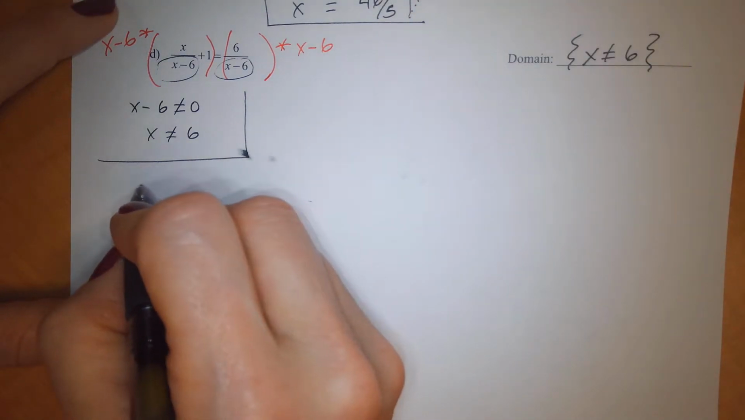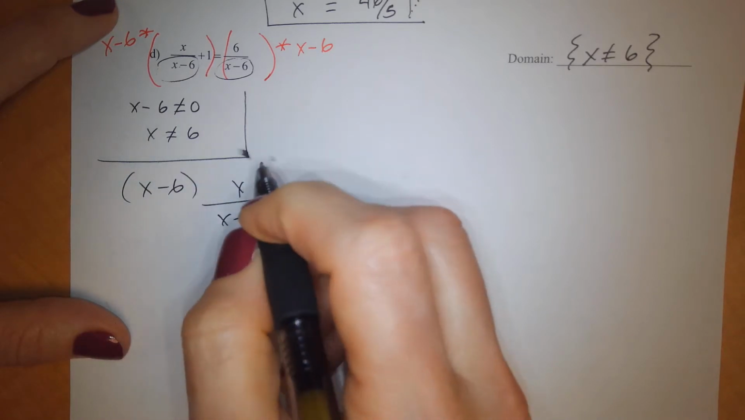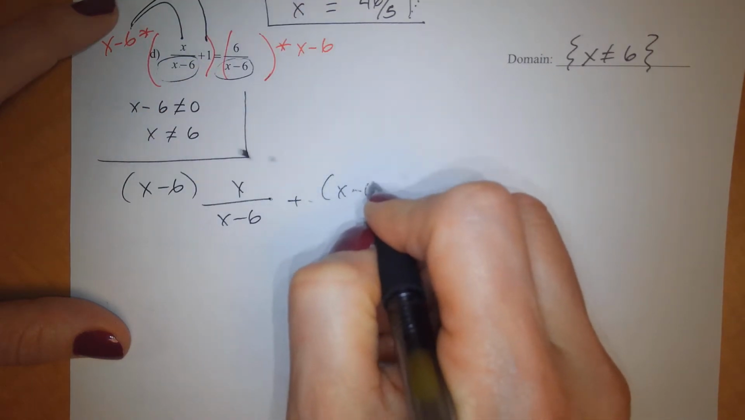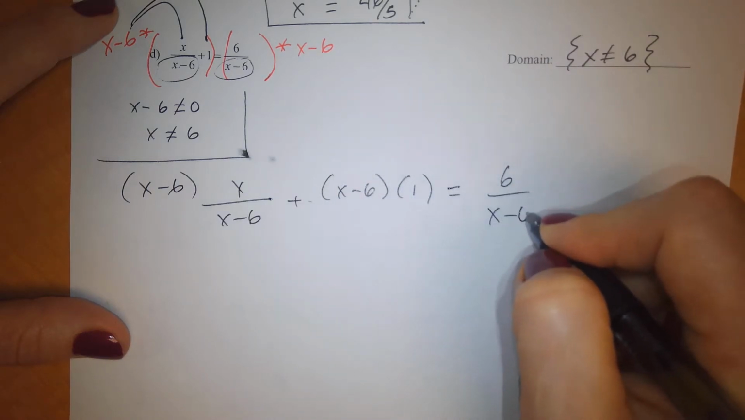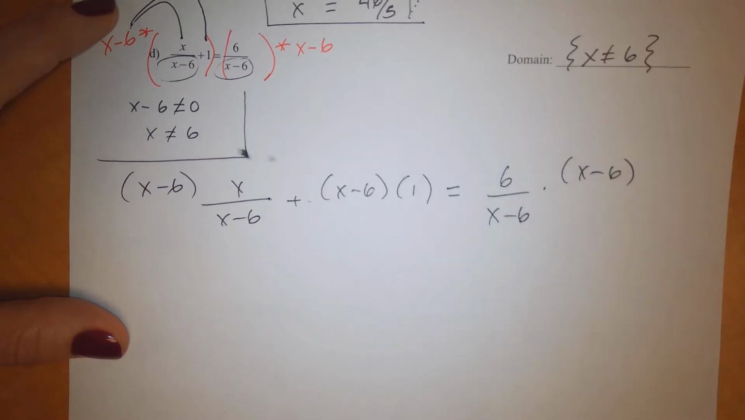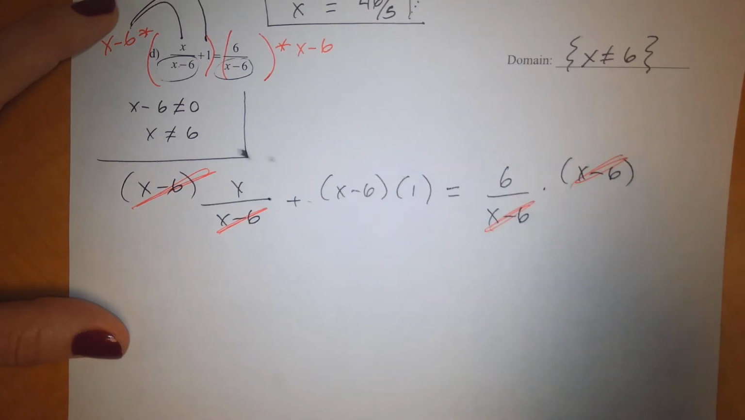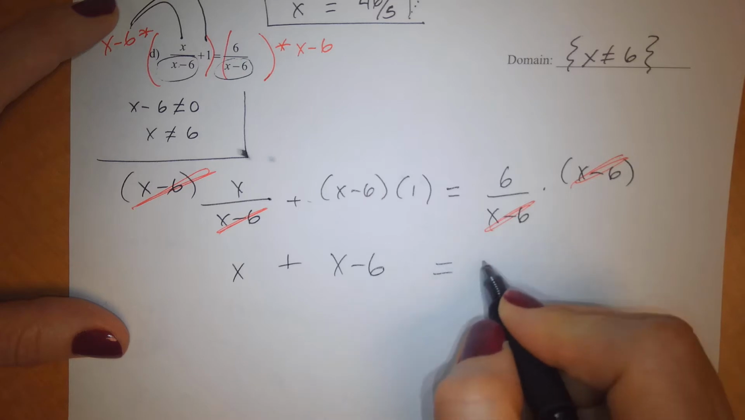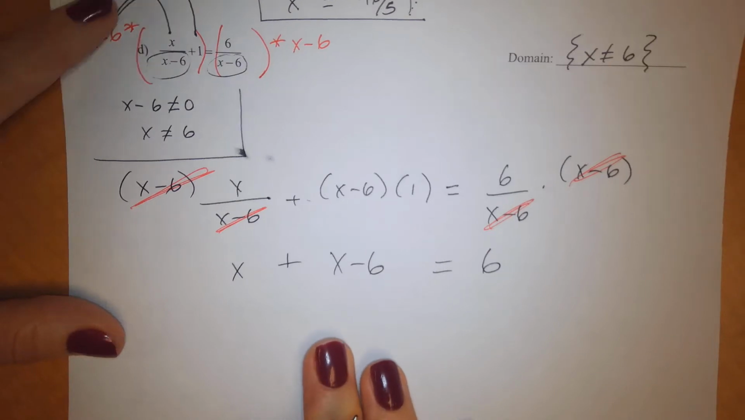So when I do that, I'm going to get x minus 6 times x over x minus 6. Now we're going to get plus x minus 6 times 1. And then we have 6 over x minus 6 times x minus 6. So you'll see that these are going to cancel. So my denominators are gone. So what's left is x plus x minus 6 equals 6. So this becomes a very simple linear equation to solve.